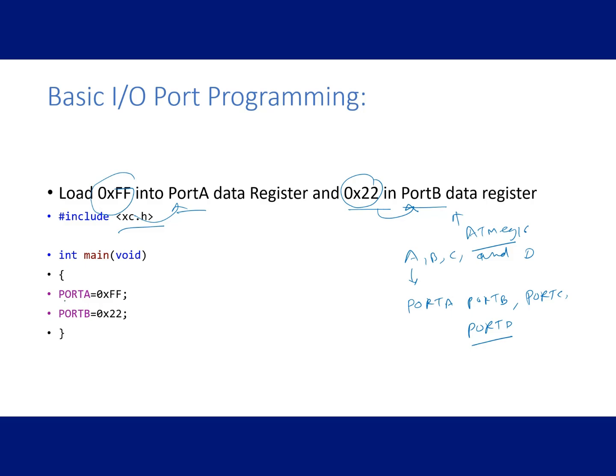First we have to include the header file specific to the microcontroller. Then we have to write the statements PORTA is equal to 0xFF and PORTB is equal to 0x22. After execution of this statement, port A contains 11111111, and port B will have the value 0x22.